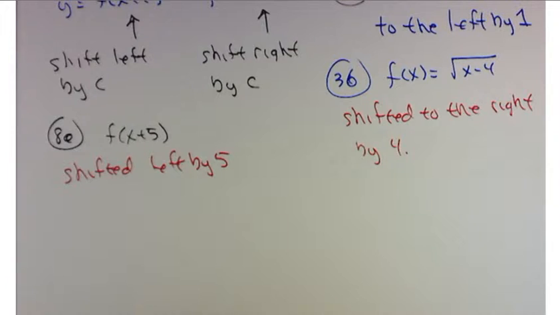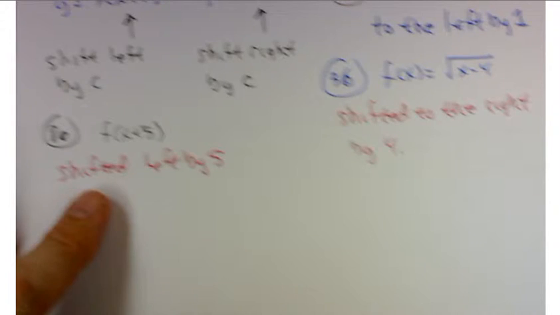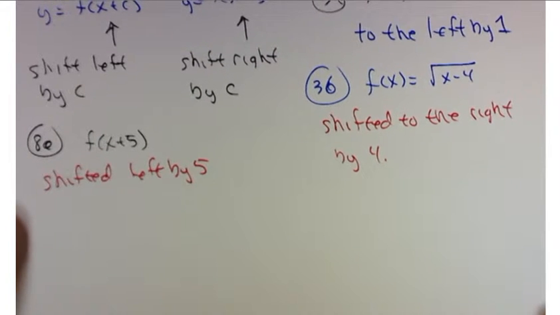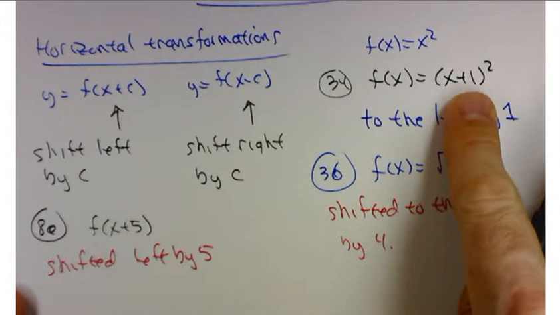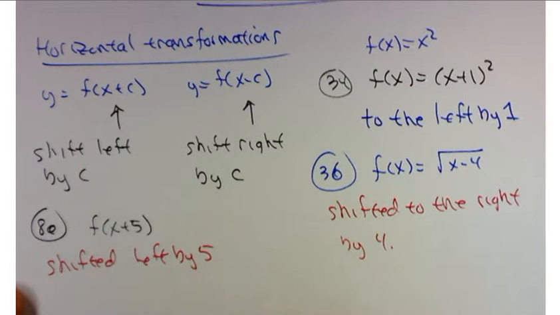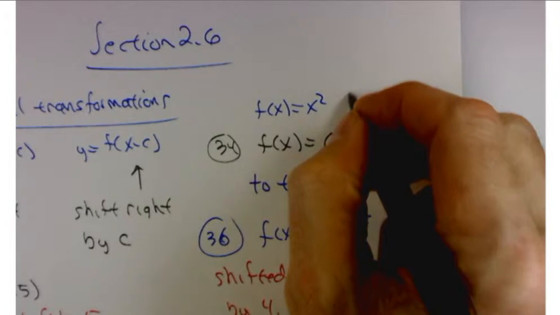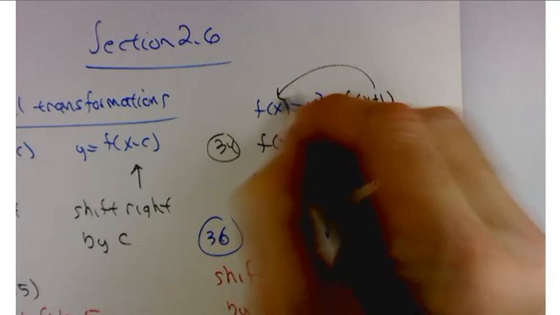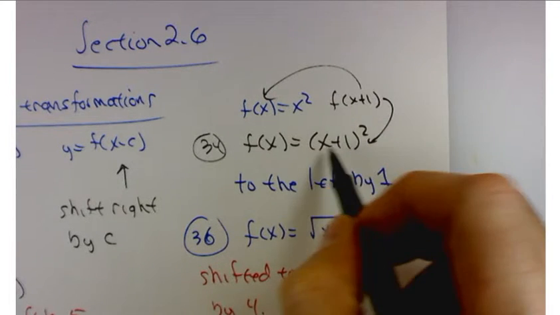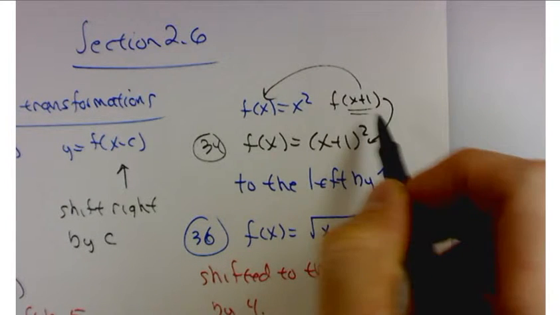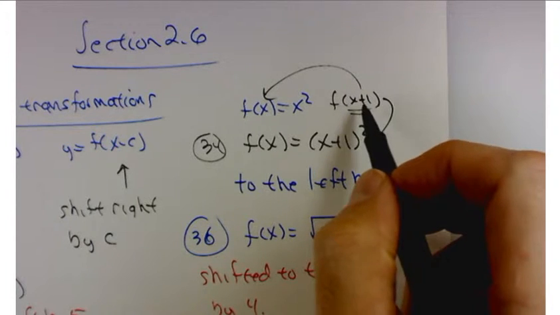Yeah, this one was shifted to the left. Essentially, this is the same thing because what we're doing in problem number 34 is we're really looking at this graph, x squared. And then if you plug in x plus 1 in here, you get this function, (x plus 1) squared. But by putting in the x plus 1 here, that causes a shift to the left by 1.